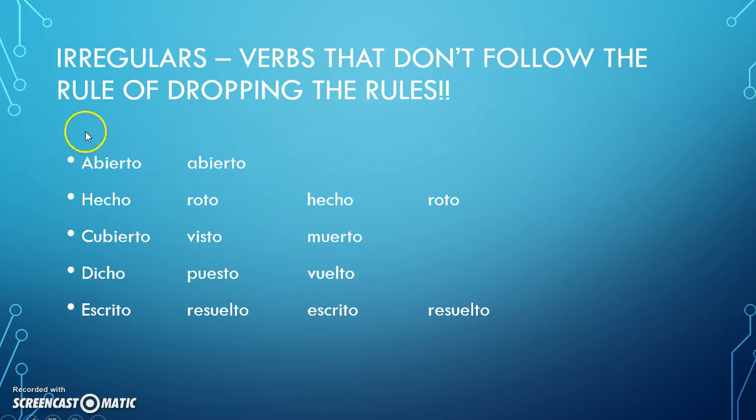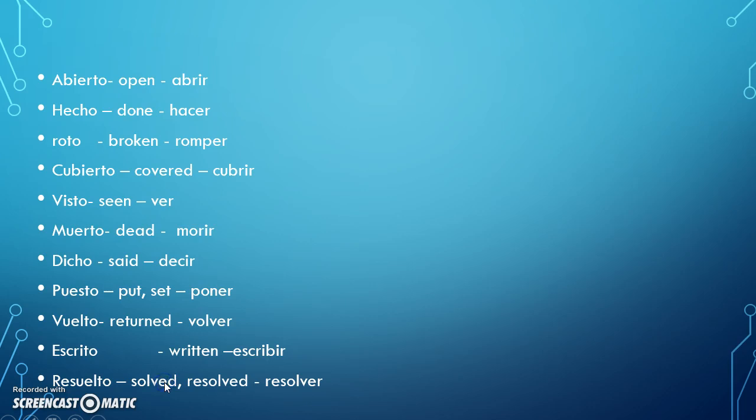So there's a little song for that, to the Frère Jacques beat, right? So it goes abierto, abierto, hecho, roto, cubierto, visto, muerto, dicho, puesto, vuelto, escrito, resuelto, escrito, resuelto. So we'll practice that a bunch in class, but you need to sing it and memorize it because these are your irregulars. So abierto means open from the verb abrir.